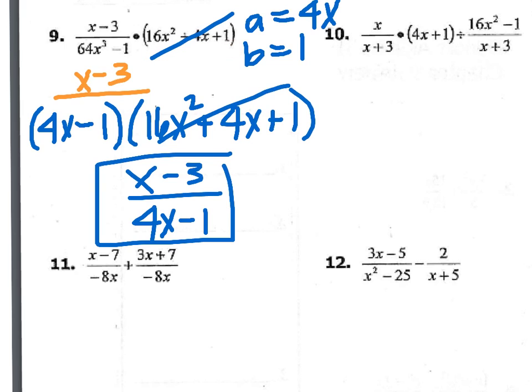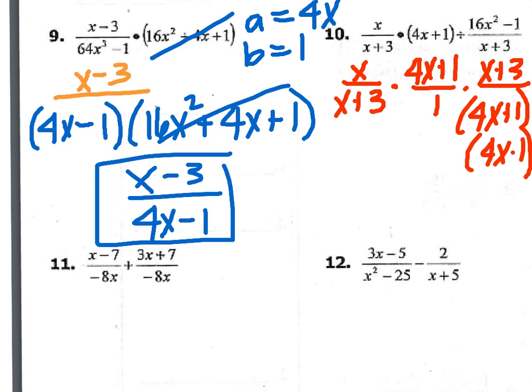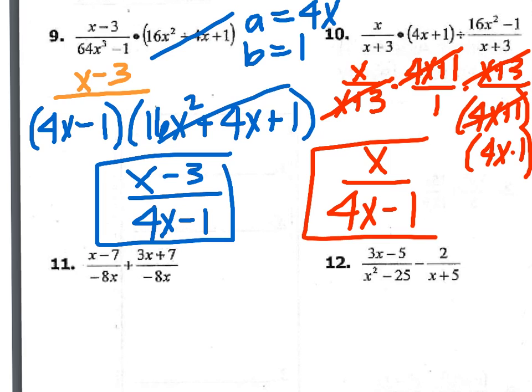Number 10, I went ahead and factored. Since we had division, I had to flip this, and I factored it. I was running out of room, so I just wrote those both, but know that they would be right next to each other. I can look and see what cancels out. The x plus 3's cancel, the 4x plus 1's cancel, so I'm left with x over 4x minus 1. The other thing I want to point out here is that when I have something like this that doesn't look like it's a fraction, it can be a good idea if we put it over 1 to remind us what we could actually cancel it with.